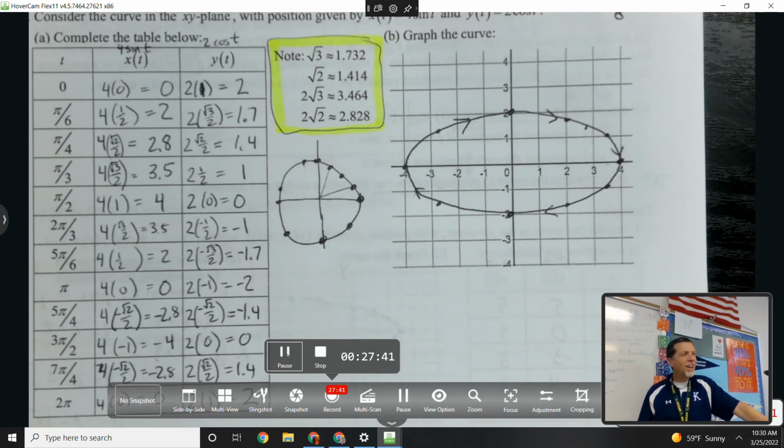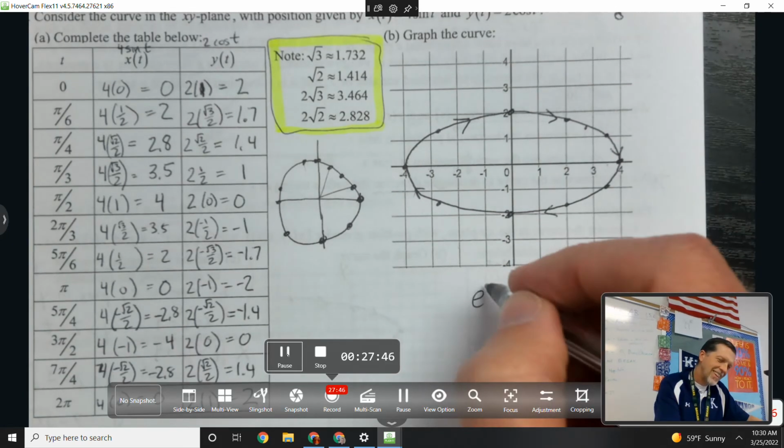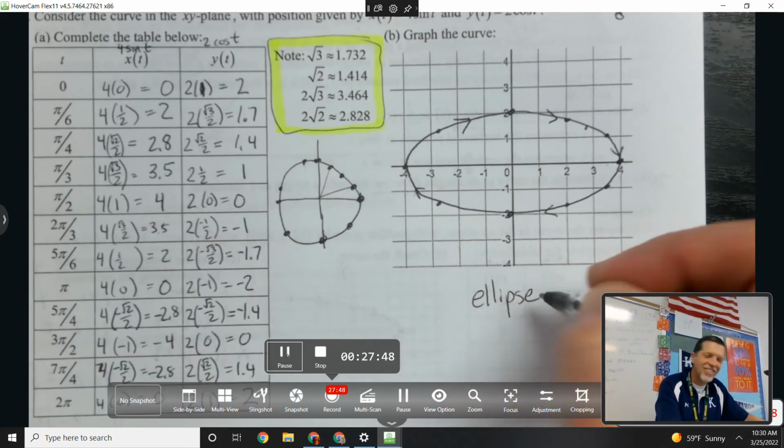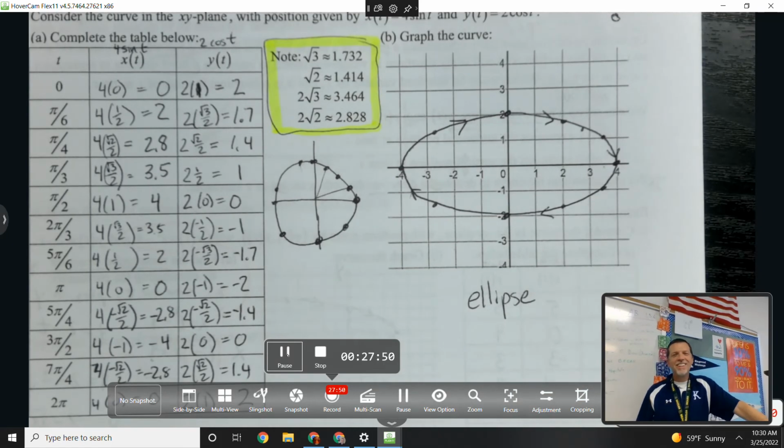Mathematical name for that shape? Ellipse. Yes. I mean, yes, it's an oval, but I had second period what that shape was, and I got oval and football, and I was like, how about a math name for it? Let's call it an ellipse.